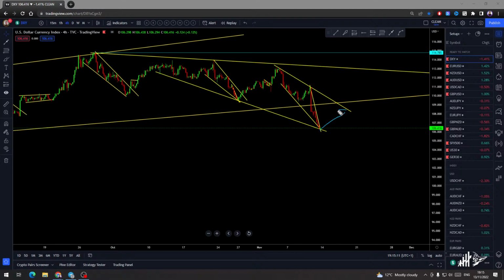If it corrects, then yes, our point of view on DXY will change, because setups do change, so we have to stay patient. DXY versus gold and USD versus gold, correct? Yeah, I will just take a look at gold.